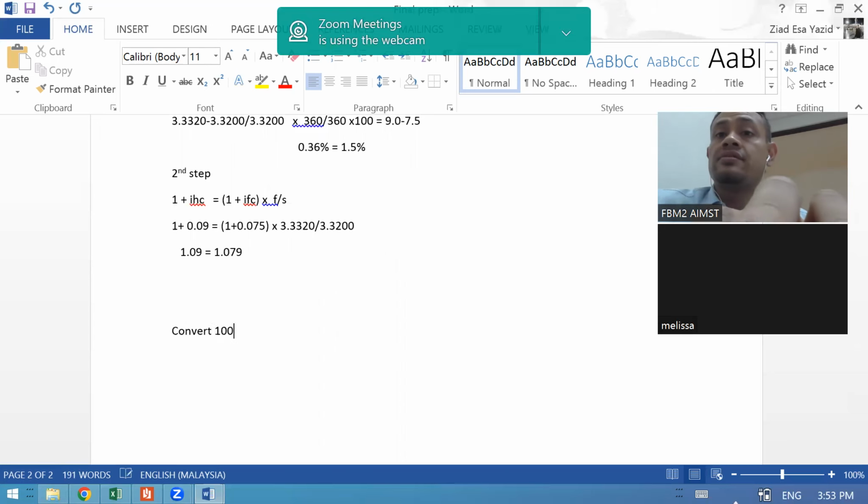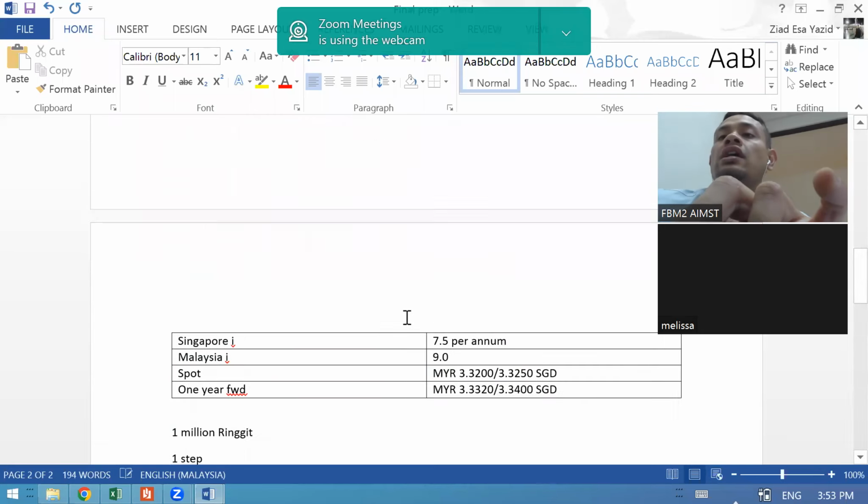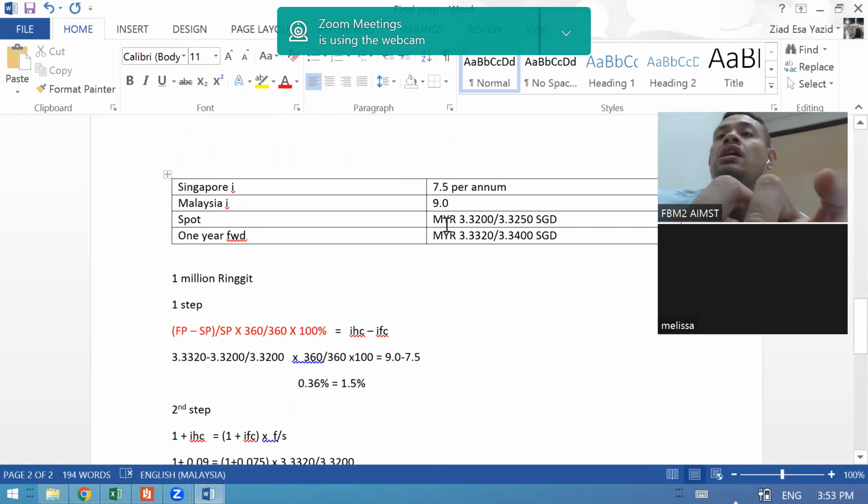Convert 1 million into Sing dollar, SGD. Kalau 1 million ringgit want to convert into Singapore dollar, how? We need to bahagi ke darab? Divide. Yes. Remember, if you divide, always divide with a bigger number. That means you divide with 3.3250.